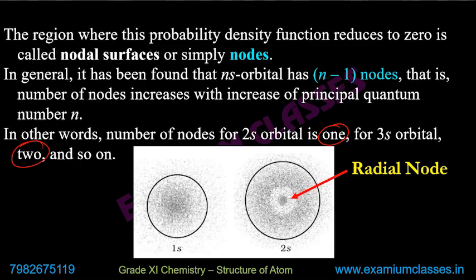Because it is spherical. If you visualize it inside a 3D ball, you will see that this is a smaller ball, this is a larger ball. So within the larger ball, you have a smaller ball. Within this region, the probability of finding an electron is minimum. And because it has a radial, spherical shape, that's why it is called a radial node.